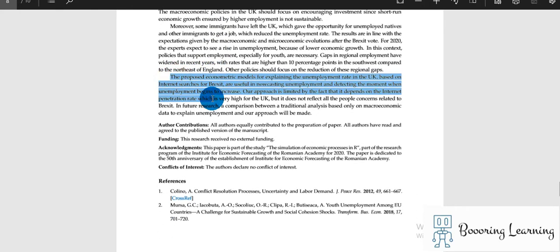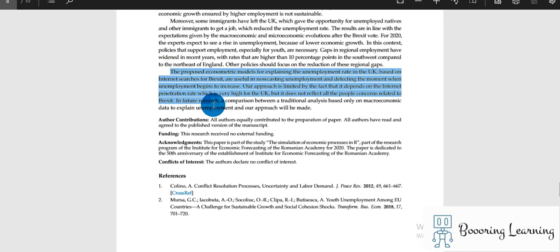The proposed econometric models for explaining the unemployment rate in the UK based on internet search for Brexit are useful in nowcasting unemployment and detecting the moment when unemployment begins to increase. Our approach is limited by the fact that it depends on the internet penetration rate, which is very high for the UK, as I mentioned at the beginning of the video, but it doesn't reflect all the people's concerns related to Brexit. In future research, a comparison between a traditional analysis based only on macroeconomic data to explain unemployment and our approach will be made.